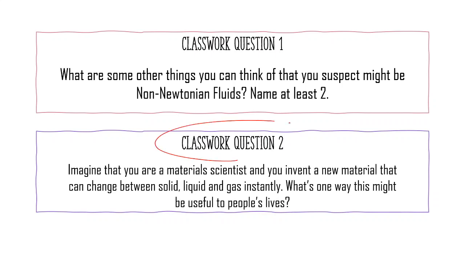And classwork question number 2: imagine that you are a material scientist, and you invent a new material that can change between solid, liquid, and gas instantly. What's one way this might be useful to people's lives? What's something that you could use that invention for to help people? Try to think of a good answer for that. I'm curious what kind of crazy ideas you guys come up with. Alright, pause this video and answer these 2 classwork questions now.